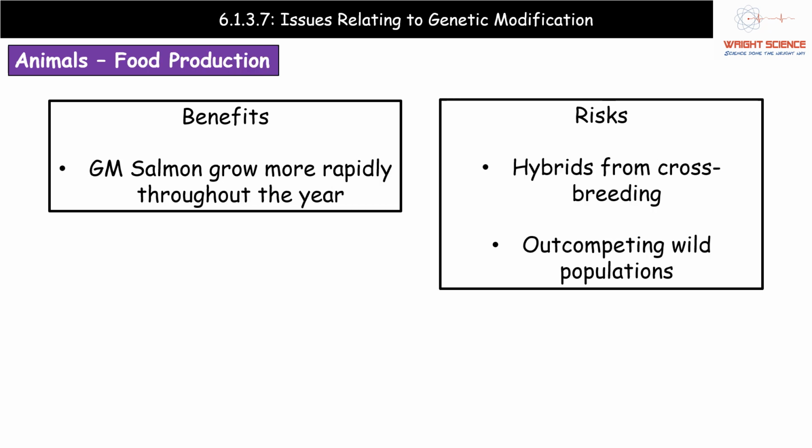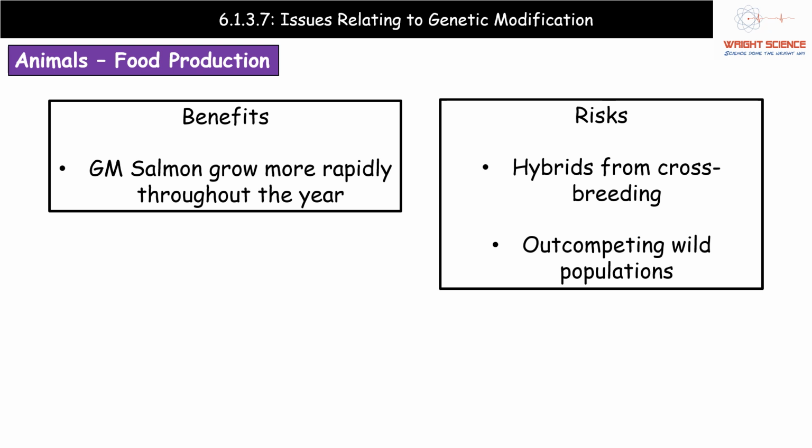The next one for our animals is in food production, and the example I'm giving you here is the genetically modified salmon. Now, we can genetically modify salmon by taking a gene from one particular species and inserting it into another, so that they grow more rapidly throughout the year, even when it's cold. Now, this obviously means that as a salmon farmer, we are going to be able to sell our salmon for longer periods, and that means more profit.